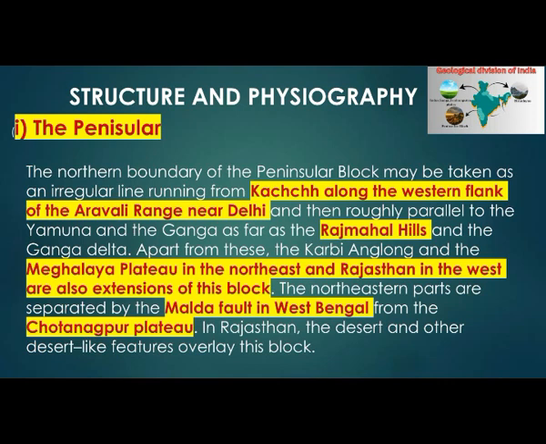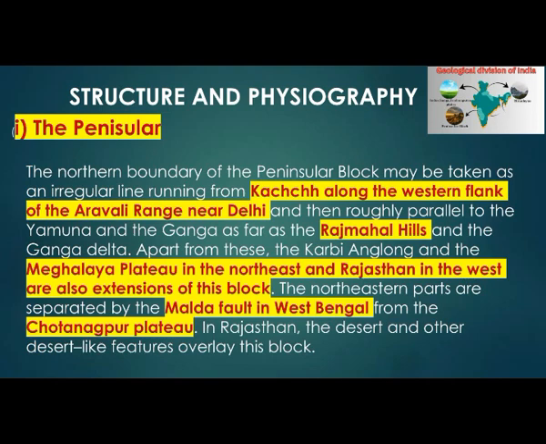When we study the peninsula, the northern boundary of the peninsular block may be taken as an irregular line running from Kutch along the western flank of the Aravalli range near Delhi, and then roughly parallel to the Yamuna and the Ganga as far as the Rajmahal Hills and the Ganga Delta. Apart from these, the Kutch and the Meghalaya Plateau in the northeast and Rajasthan in the west are also extensions of this block.